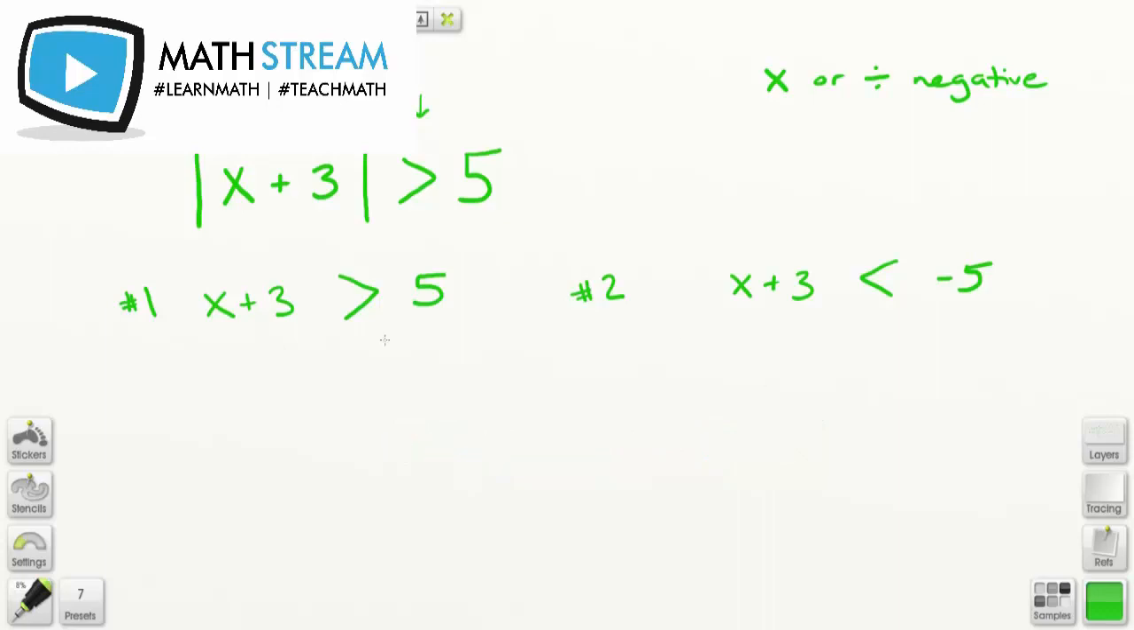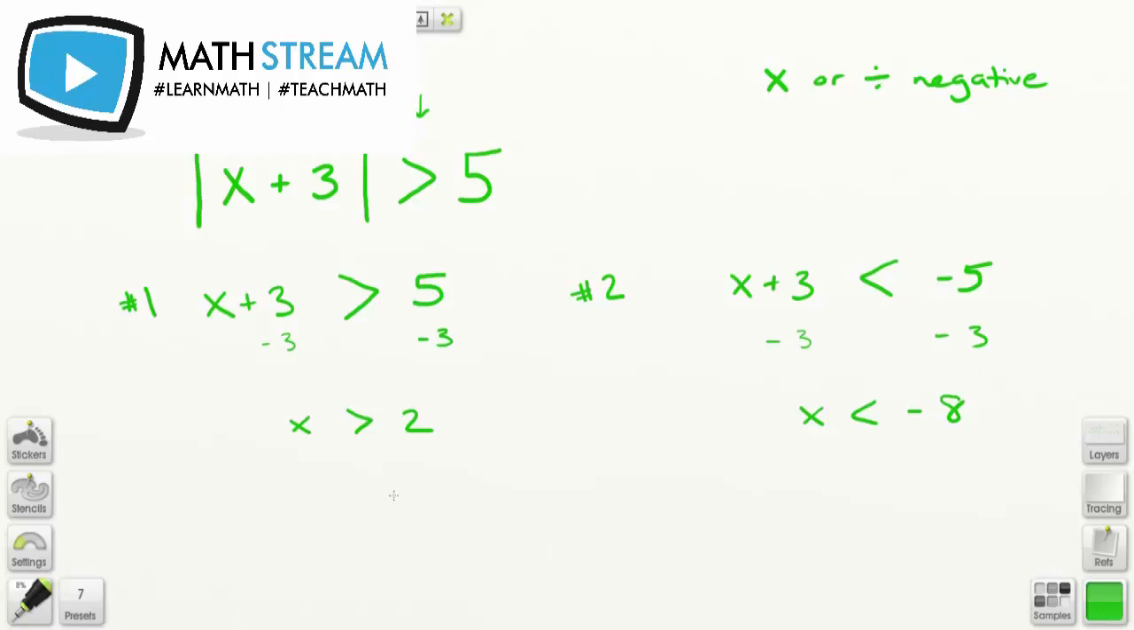Okay, let's go back to solving our two inequalities. So we have x plus 3 is greater than 5. To solve for x, I subtract 3 from both sides. That gives me x greater than 2, which is my first solution. And then I solve the next one, which is subtract 3 from both sides, and I get x less than negative 8. And I don't have to flip the sign because I have not multiplied or divided by a negative.